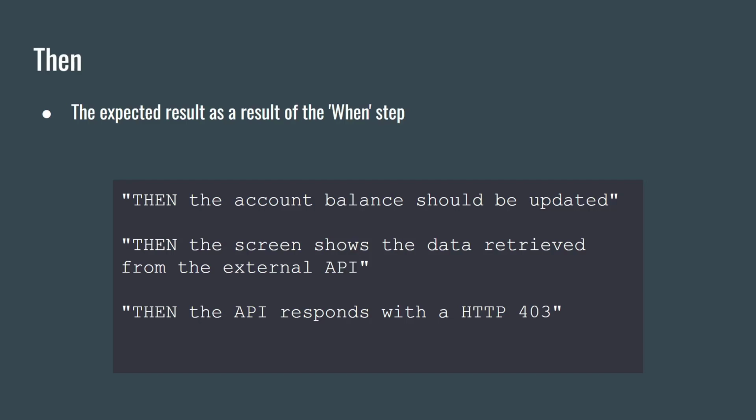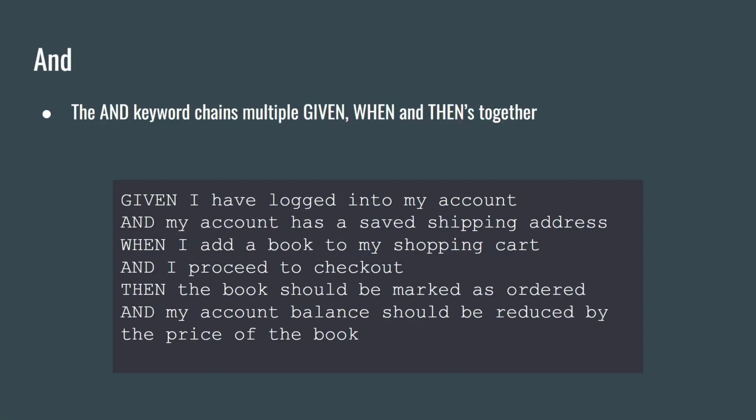So this is the same as the assert part of our unit tests. Then the account balance should be updated. Then the screen shows the data retrieved from the external API. Then the API responds with the HTTP 504, 403, or whatever you expect the system to do under the initial context that you set up and the action that you performed on the application.